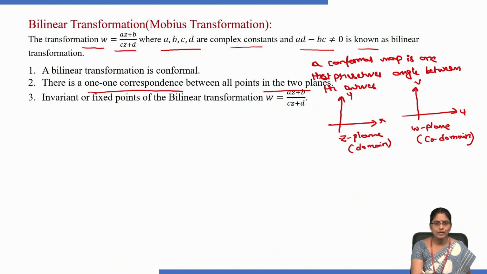Invariant or fixed points of bilinear transformation W is equal to AZ plus B by CZ plus D. A fixed point is a point that maps itself under the transformation. So if we substitute W is equal to Z, then the equation becomes Z is equal to AZ plus B by CZ plus D. Solving this, we get the fixed points.